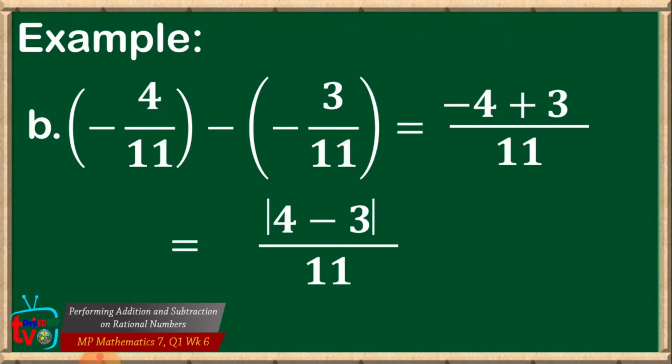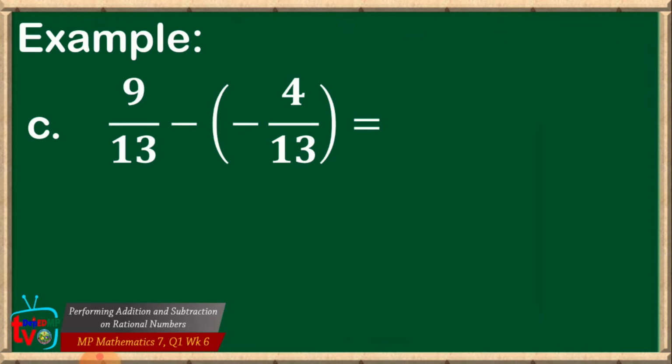4 is greater than 3, so we will carry the sign of 4, which is negative. Subtract now 4 and 3, answer will be 1. And don't forget to copy negative and 11.